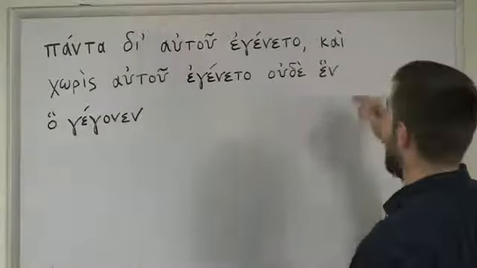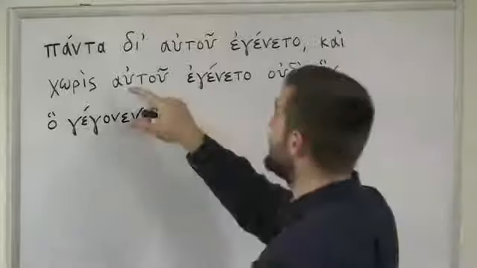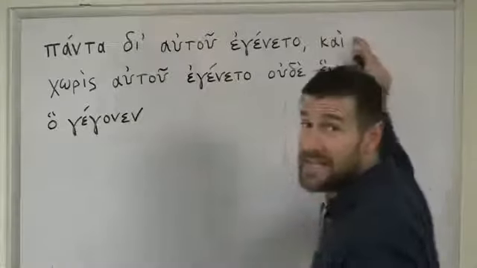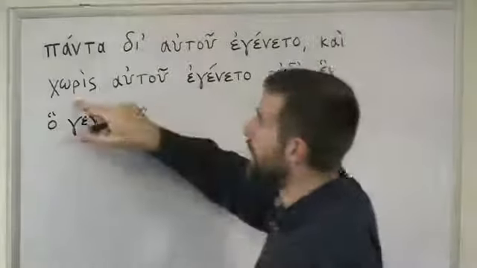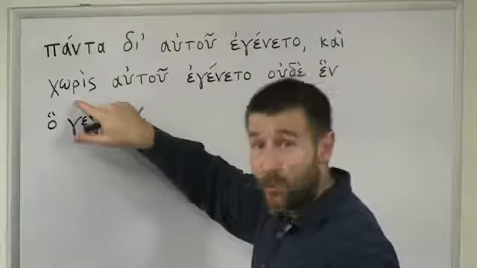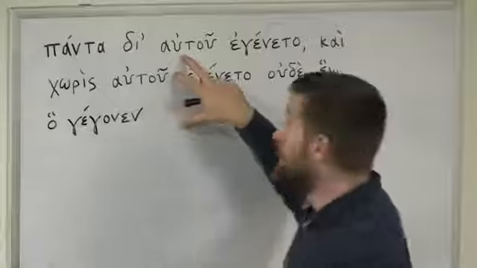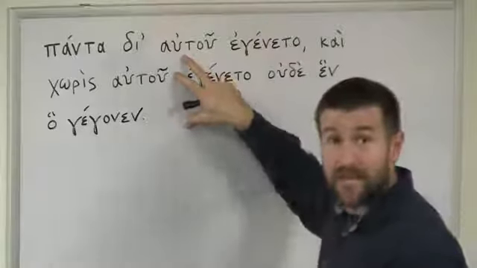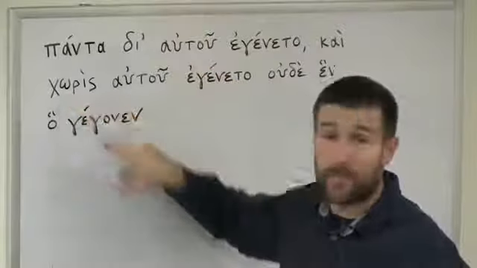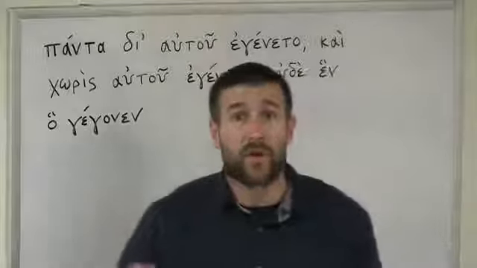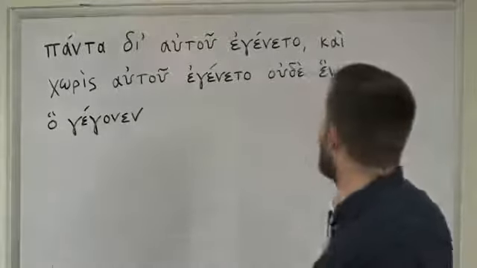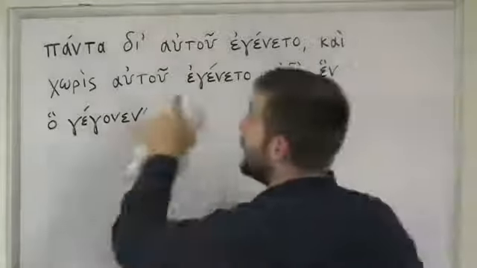Let's move on to the next half of the verse. Και χωρίς αυτού. Kai means and, of course. Χωρίς is the preposition without. And αυτού, same word we just saw, means him. And it's in genitive case because it's following a preposition that requires the genitive case, χωρίς. And χωρίς means without. So this means and without him.